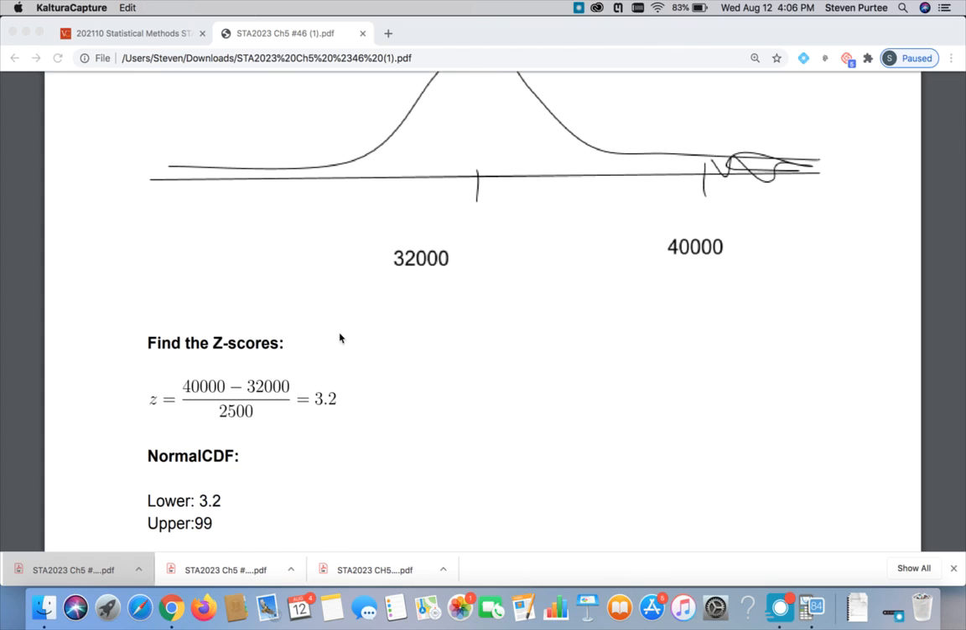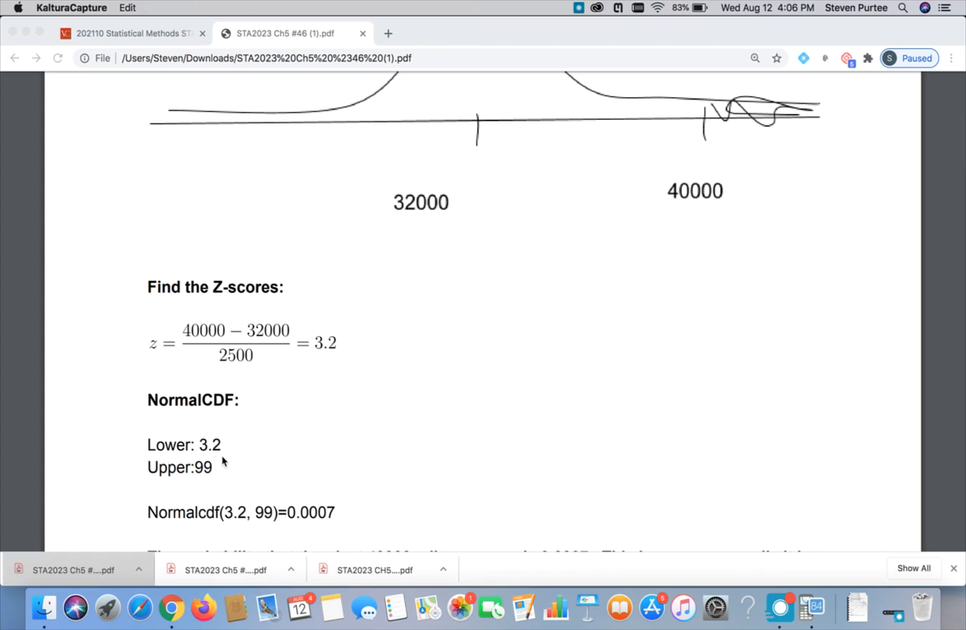Okay, we find our z-scores, the one we want, the one in the question, minus the one in the middle of our picture, divided by the standard deviation. We get 3.2. That is a big z-score. A car that gets 40,000 miles, or a tire that gets 40,000 miles, is 3.2 standard deviations above the mean.